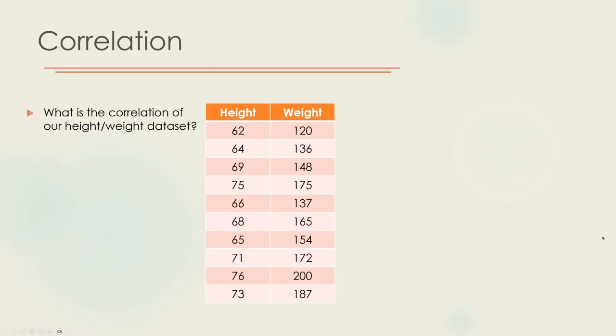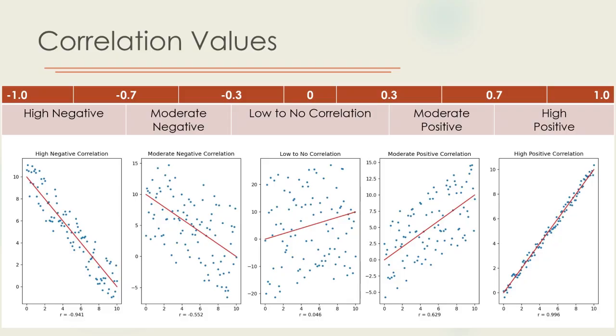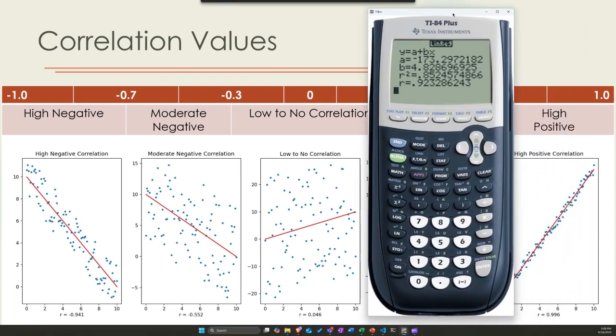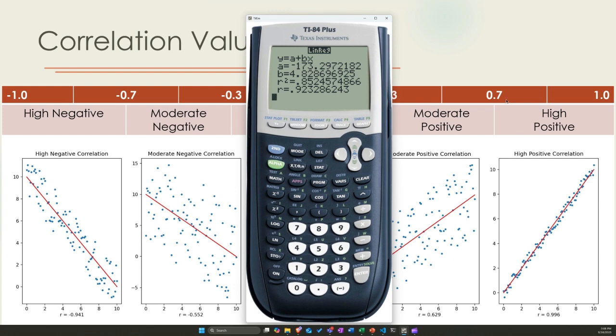If we come back here to this graph, 0.93 puts us somewhere between 0.7 and 1.0. It is very close to 1, actually. So we are very highly positive correlation, okay? We have a high positive correlation, meaning there's a strong relationship between height and weight.